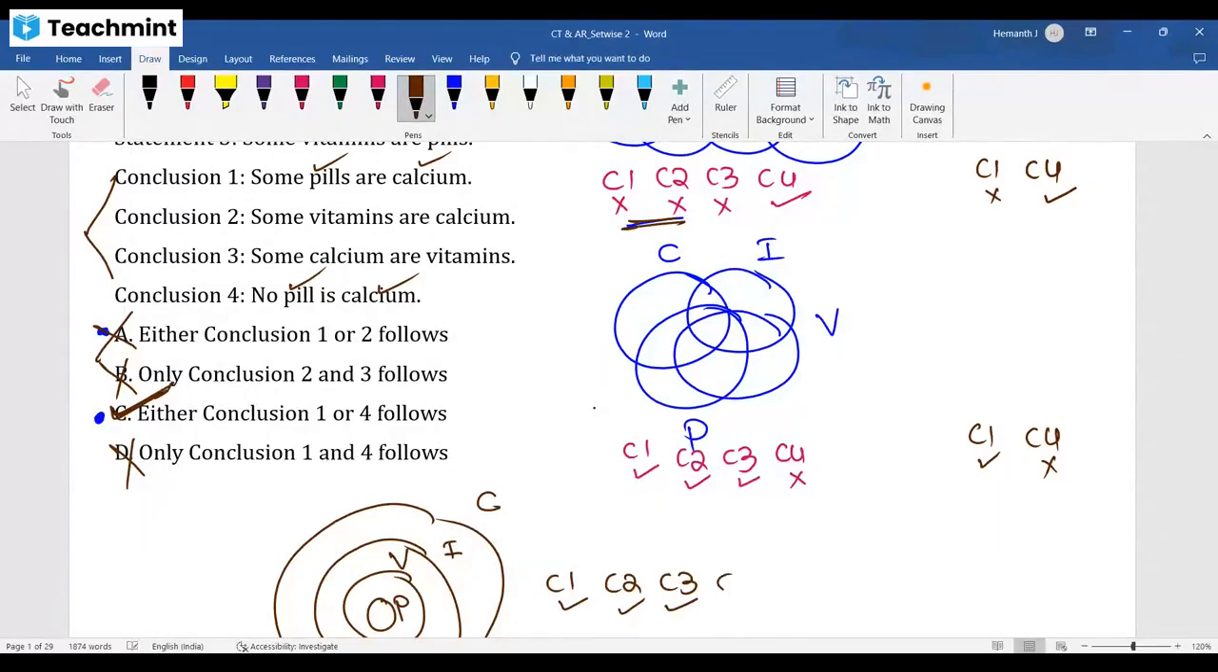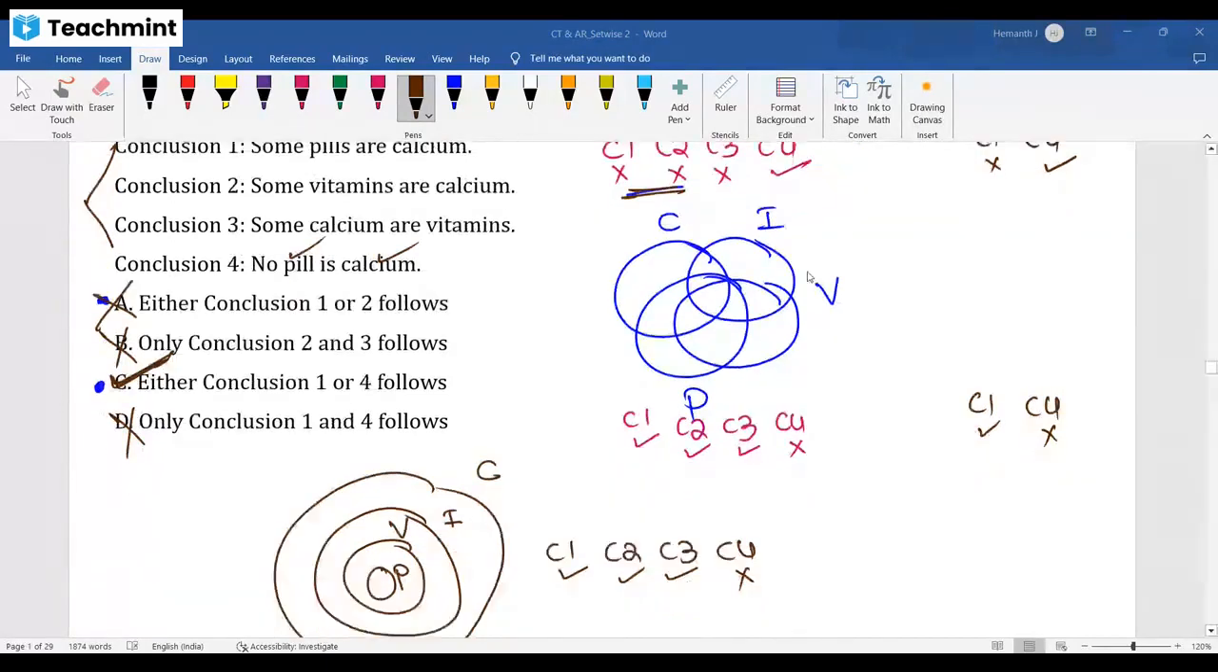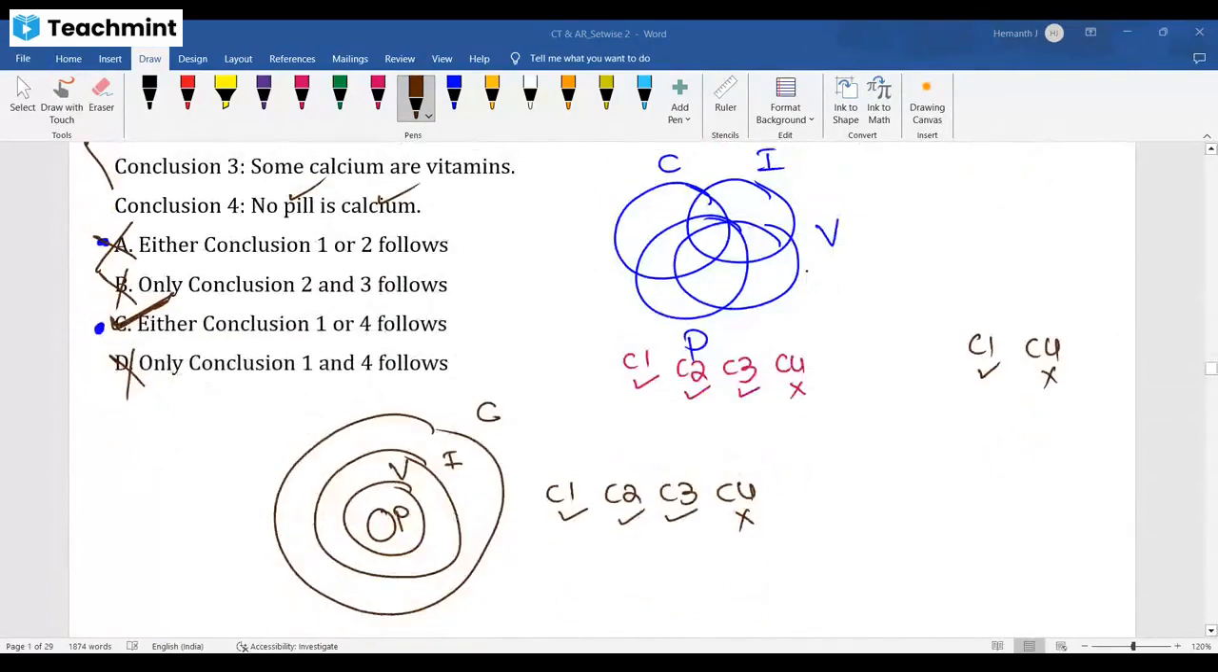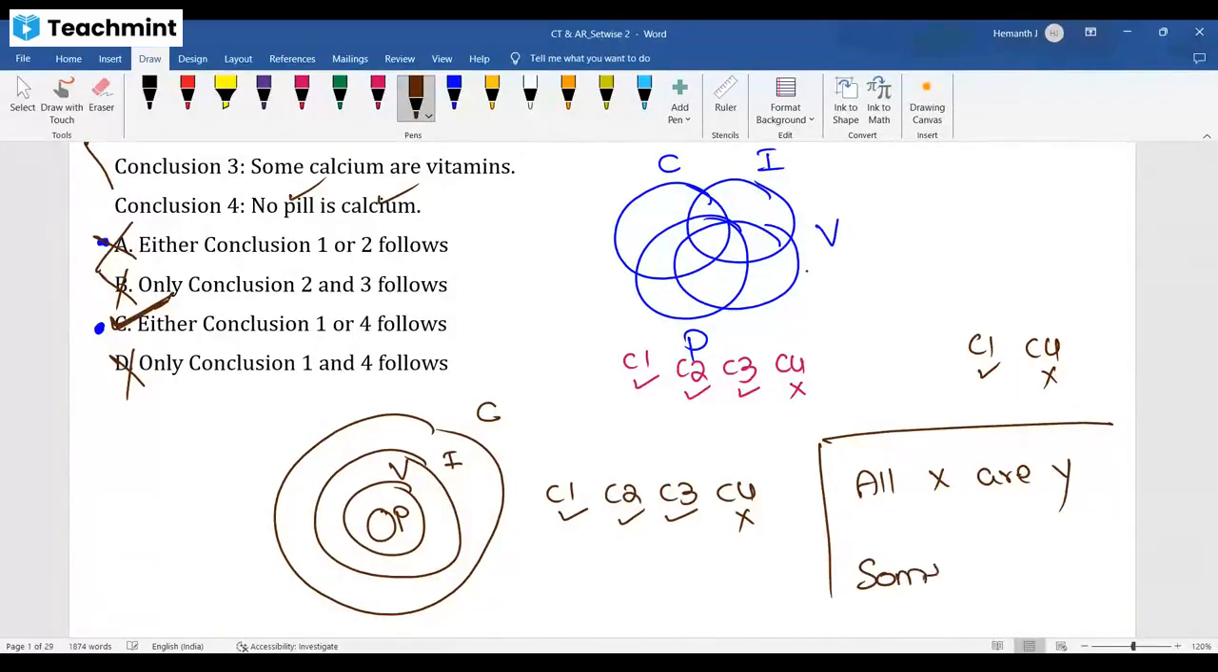No pill is calcium is wrong. Still, the same thing will come. We can draw like this also, but still all these are true. Same thing came. And I already mentioned, whenever all x are y comes, definitely some x are y is true. When all boys are good, boys in my class are also good.